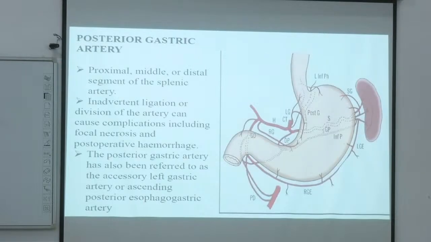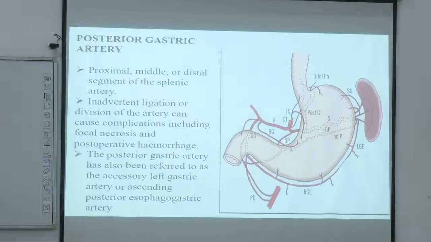Next is the posterior gastric artery. It arises from the proximal, middle or distal segment of the splenic artery. This is the posterior gastric artery, here arising from the proximal segment of the splenic artery. Posterior to the stomach lies the tortuous splenic artery. Inadvertent ligation or division of the artery can cause complications including focal necrosis and postoperative hemorrhage. Okay, these are the complications. The posterior gastric artery has also been referred to as the accessory left gastric artery or ascending posterior esophagogastric artery.